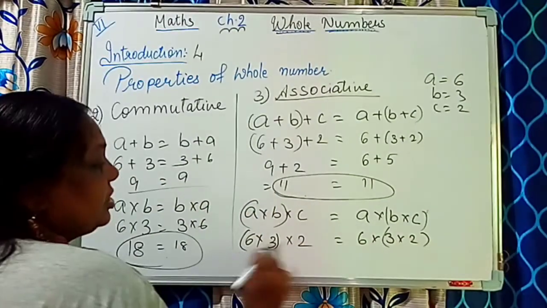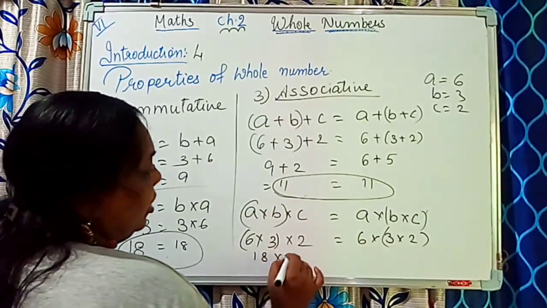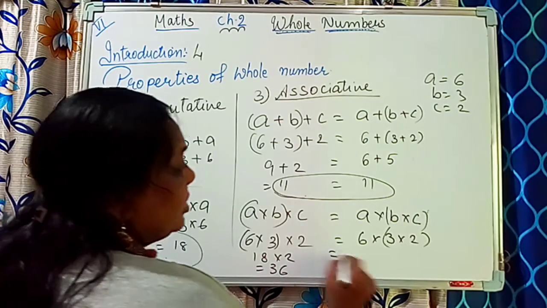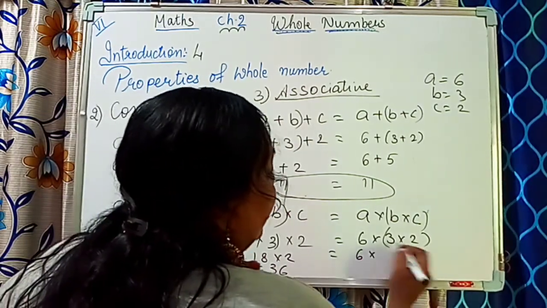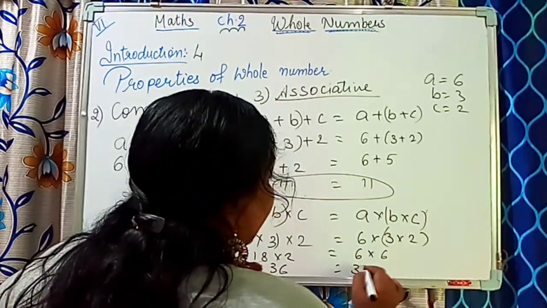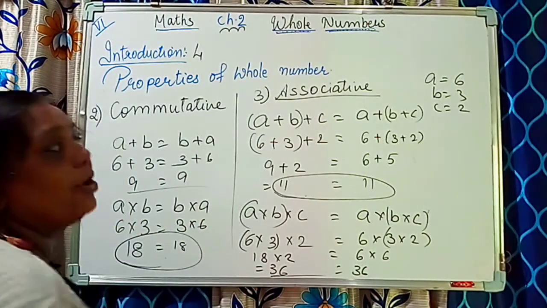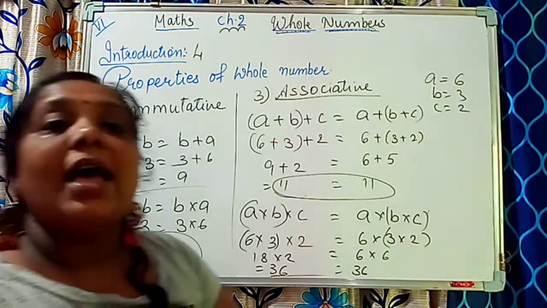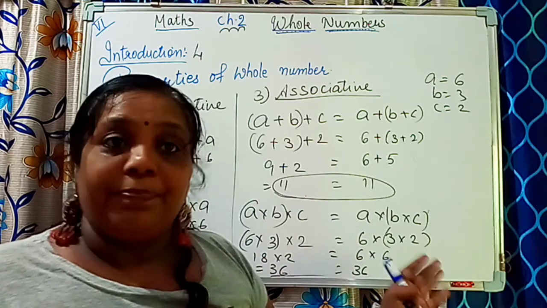Here this is 6 3 is 18. 18 into 2, that is 36. The same way 6 here, 3 2 is 6. 6 6 is 36. The answer comes 36 equal to 36. That is the associative property.